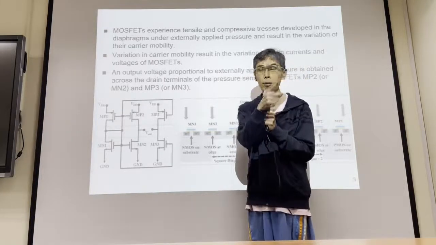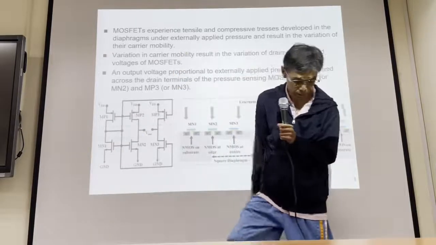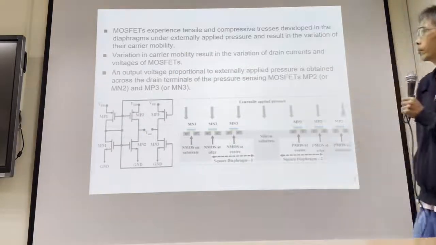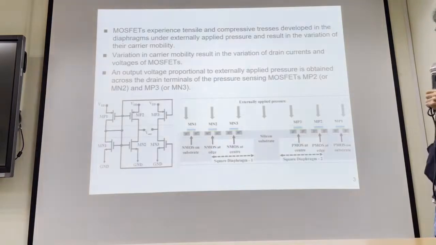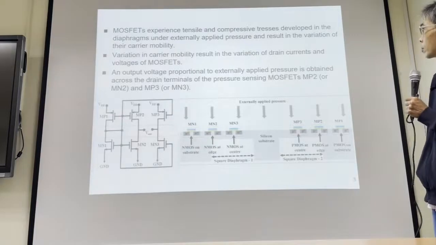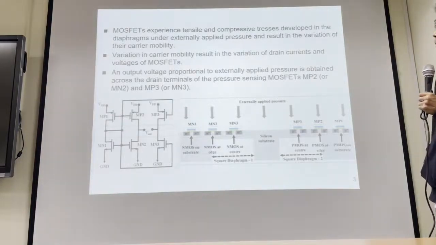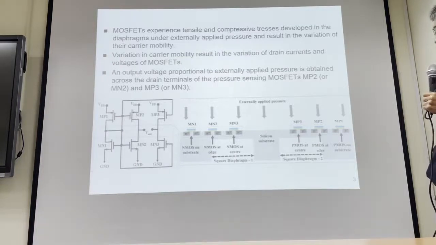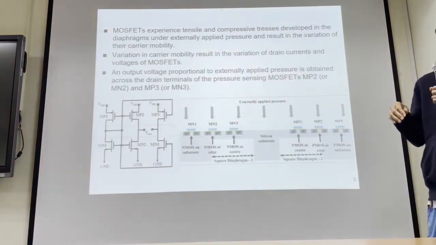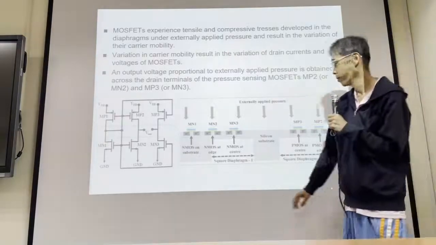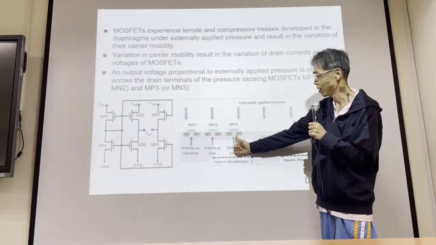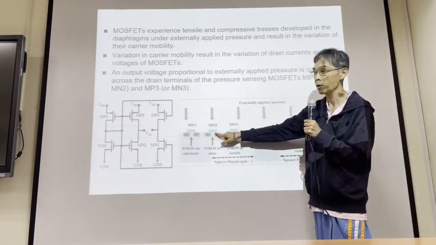Ethan, could you read the first one? MOSFETs experience tensile and compressive stress developed in the diaphragm under externally applied pressure, and this results in the variation of their carrier mobility. Okay, thank you.